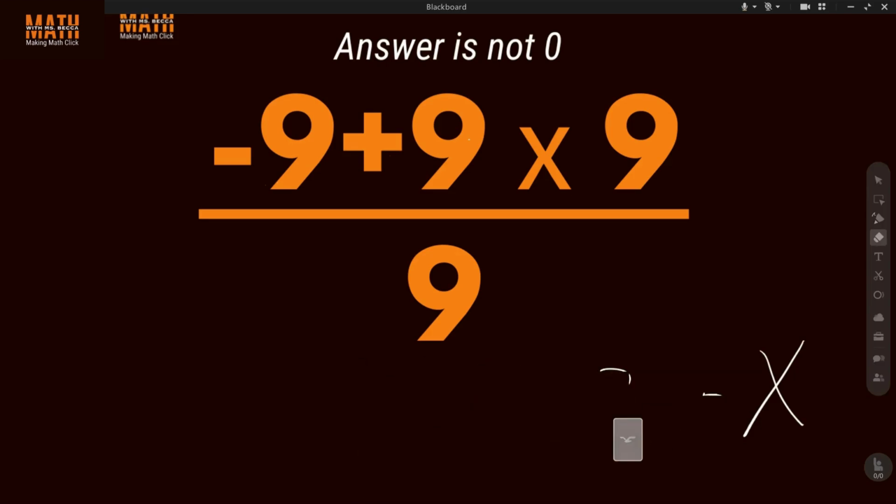You use the PEMDAS rule, which says that multiplication and division appear before addition and subtraction. So that means we are to multiply first.